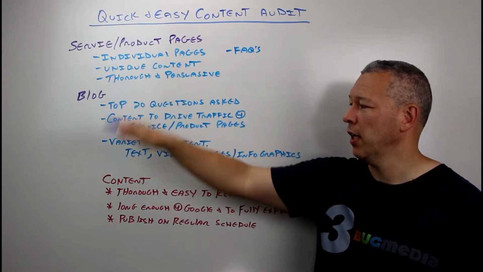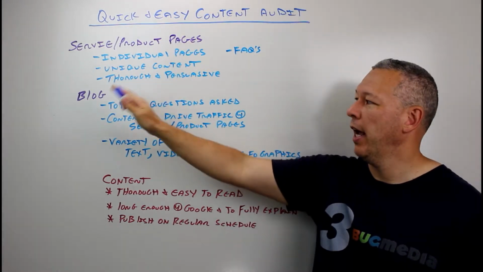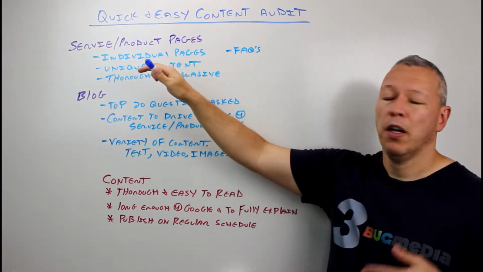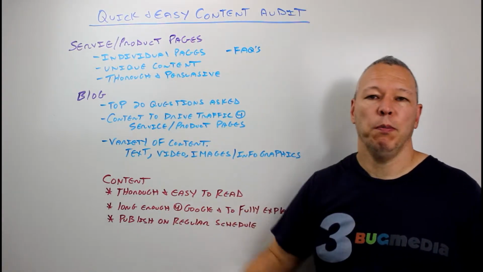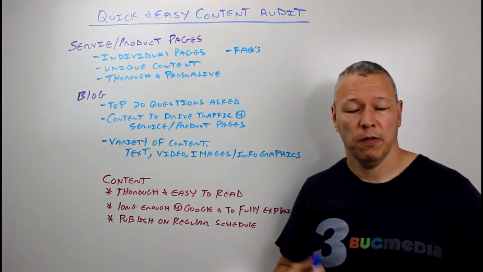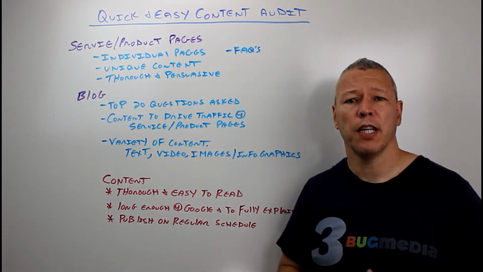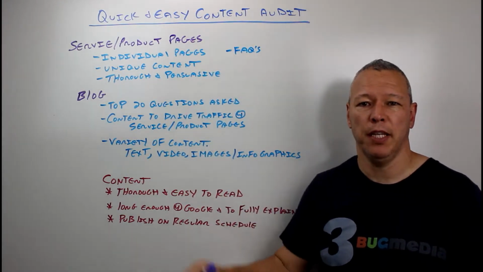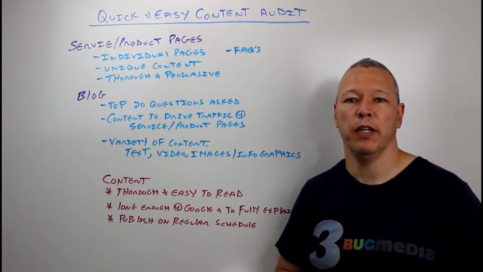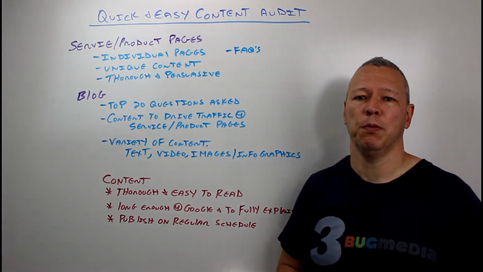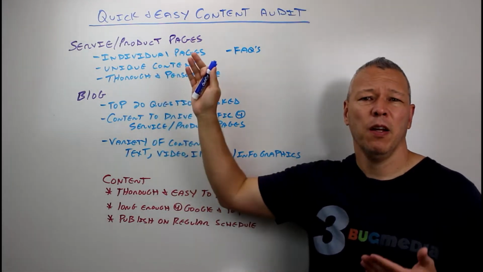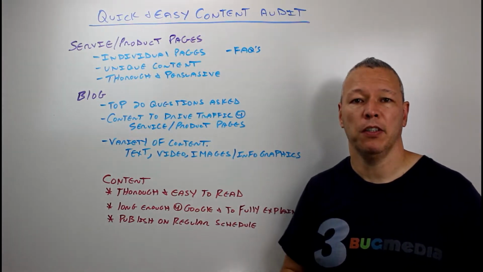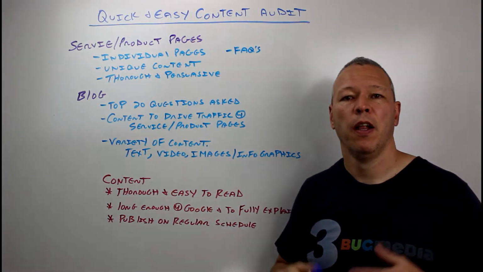We're going to break this down into two sections: service and product pages, and blogs. Let's start with your service or product pages. Number one, make sure you have individual pages for all of the services or products that you offer. A lot of times a business will have a single service page with all their services listed, each with a little snippet summarizing what it is. Number one, that's not good for conversions, because it's not enough information most of the time for people to decide to contact you, call you, or come visit you.